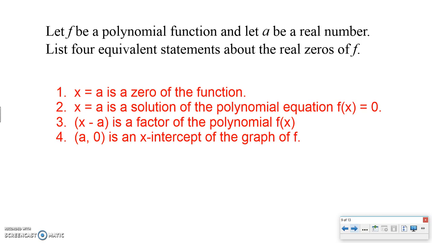If I say x equals a is a 0, then that means that x equals a is a solution when f of x equals 0. And that also means that x minus a is a factor, and then that means that if I wanted to write it as an ordered pair, a comma 0 is an x-intercept.